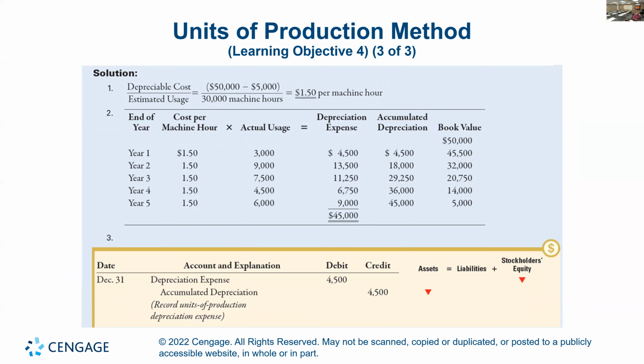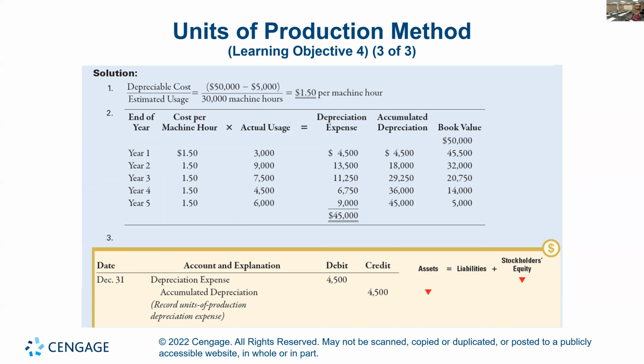First thing we do, calculate the depreciable cost per machine hour. So our original cost was 50,000 minus the 5,000 residual. So that gets us 45,000 divided by the 30,000 machine hours. And we see that we want to expense this at $1.50 per machine hour.